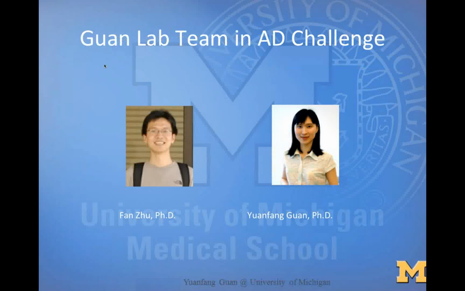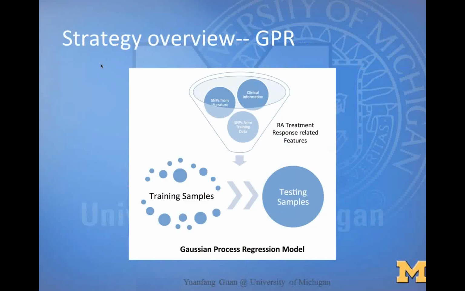In this AD challenge, our team consists of 2 people, my student Fan Zhu and myself. Next slide. The method we used in all 3 sub-challenges is called Gaussian process regression, GPR, which is a classical interpolation regression method. In one sentence, we try to find out the similar patients among all other patients, and only use these patients to predict the outcome of unseen test patient. Next slide.